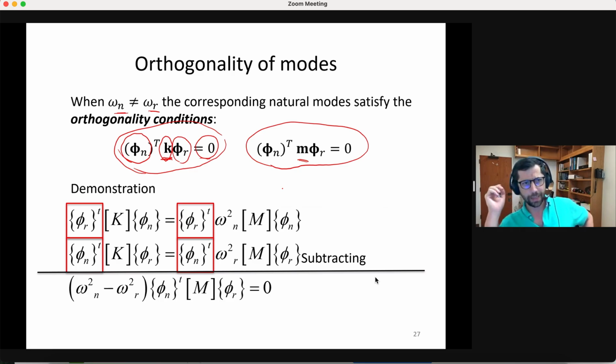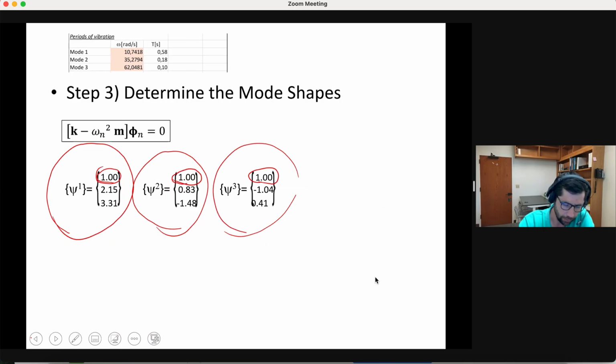We will say that the mode shapes are orthogonal with respect to the stiffness matrix and the mass matrix. How can we demonstrate this definition, if you wish? And also, what are the implications of this demonstration? Well, the demonstration is very easy. What I need to do is to pre-multiply. I know that the stiffness matrix times the mode shape is equal to omega n squared times the mass matrix times the mode shape. Well, how do I know that? It's written here.